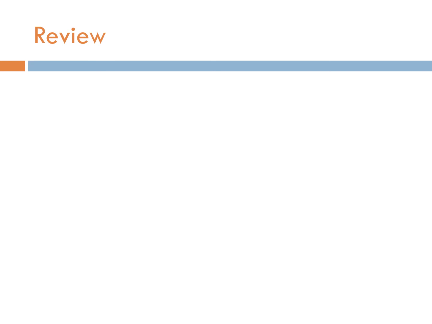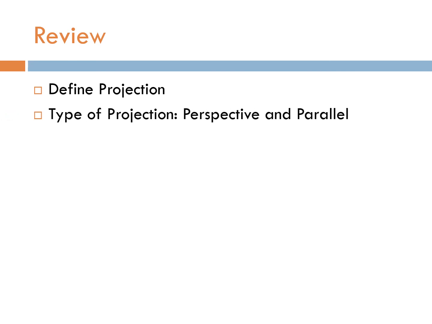Okay, let's review what we learned from this. We talked about the projection. It's simply a representation of the object. We also talked about two different types of projection, depending on how you project the line. If you project the line from one stationary point going outwards like a ray, it's what we call perspective. If you project the lines all in parallel, that is the parallel projection.